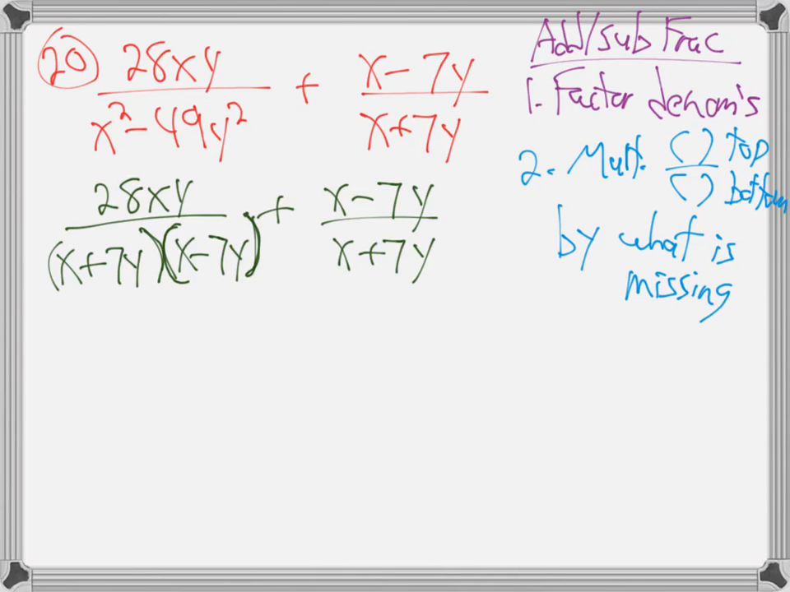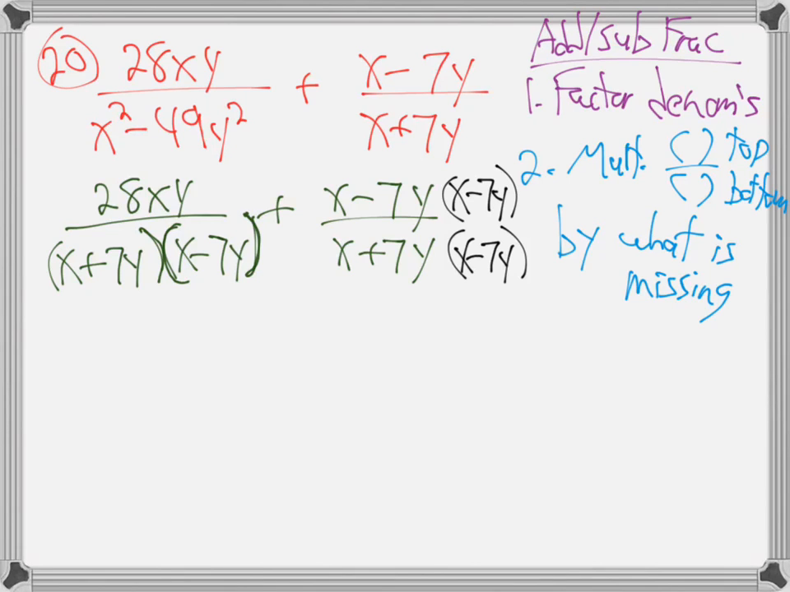So to make those bottoms the same, I got to come over to this guy and multiply top and bottom. This guy's missing something that the other denominator has, right? What's he missing? Yeah, he's missing the x minus 7y. Does everybody see that? So you multiply top and bottom. That doesn't change anything. I'm not changing that fraction. You can always do the same thing to the top and the bottom of a fraction. You're not changing anything.